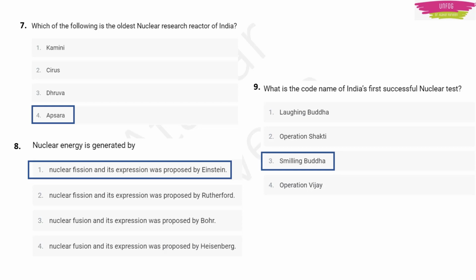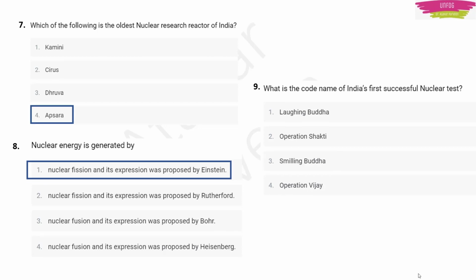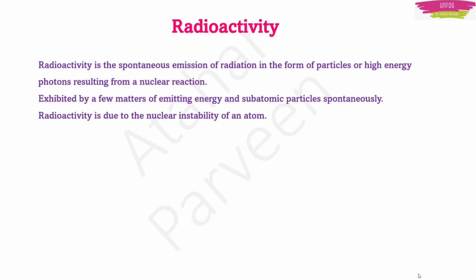Okay. Next question. What is the code name of India's first successful nuclear test? This is very famous actually. First nuclear test was conducted... Okay, so this is a very common question. Usually they ask this question in GK or they may ask in physics also because it is related to nuclear reactor, right? Okay. Let's move on to our next topic, radioactivity.